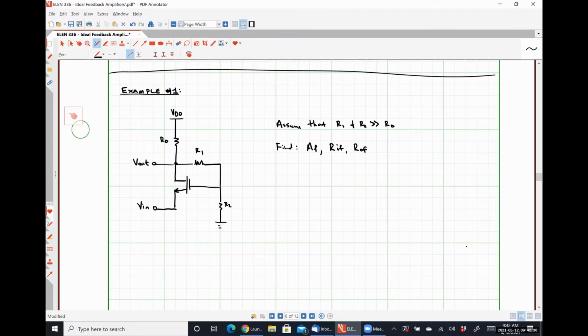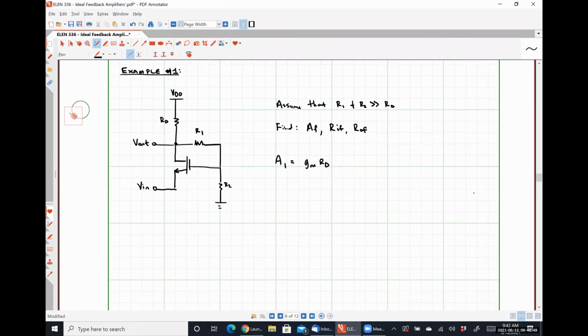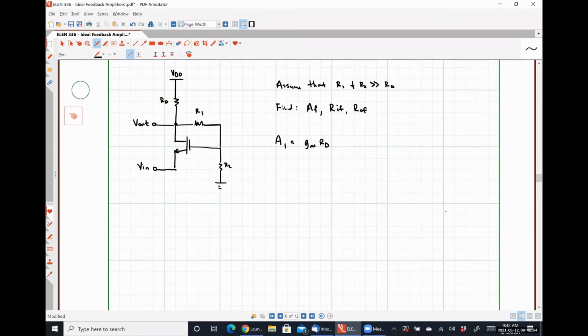It is that simple. So our open loop gain, A1, is gm RD, again when we have assumed that our feedback network isn't loading anything. To find our feedback factor, we're going to have to look at our feedback network. Remember, for our feedback network, we have a simple two-port network where port 1 is where it's connected to the input, port 2 is where it's connected to the output.